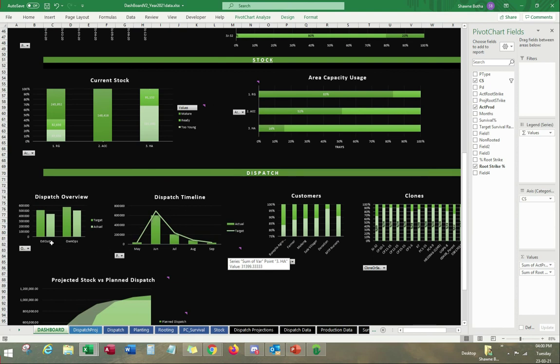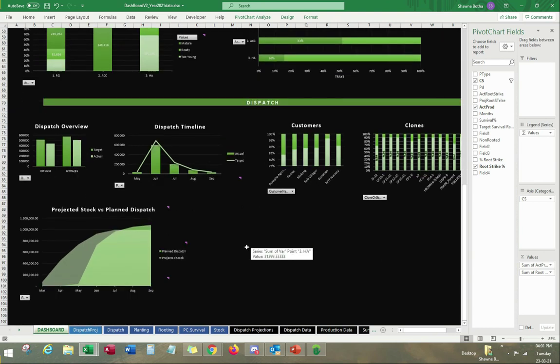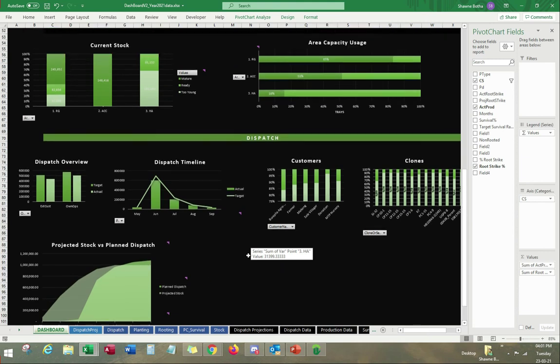In this case, there's a little one showing you how your progression is against targets, actual versus targets, on external customers versus own ops. Here's a timeline graph showing what your dispatch is in terms of actual versus target. Not a very nice little graph, I would change that, but it's just a little bit of a combo chart. Here's another 100% stacked graph showing you the percentage which you deliver to each customer, and then one showing what percentage of deliveries you've done per clone. And then this projected stock graph which I've shown you before.